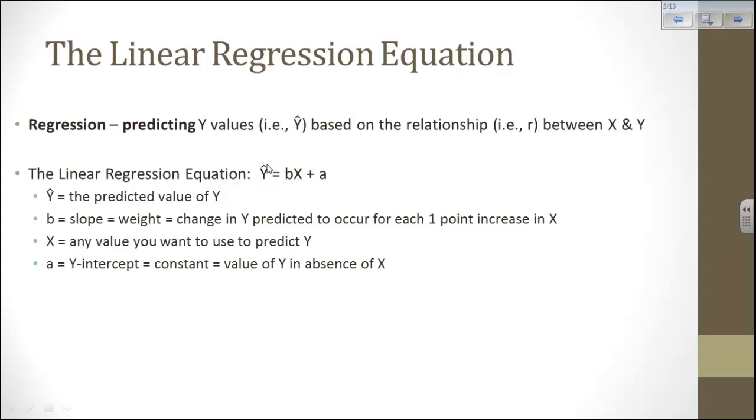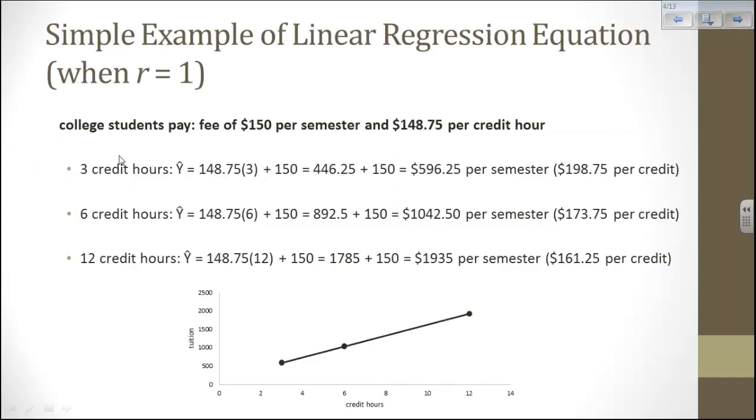In this case, the prediction is going to be pretty darn accurate because there's a perfect relationship. B is the cost per credit hour. X is the number of credit hours, and A is the fee that's allocated every semester, regardless of how many credit hours you're taking. So if you're taking 3 credit hours, your predicted tuition, or your actual tuition in this case, remember because we have a perfect relationship, is $148.75 times 3 credit hours. So this is how much you pay per credit hour, plus that fee that's constant.